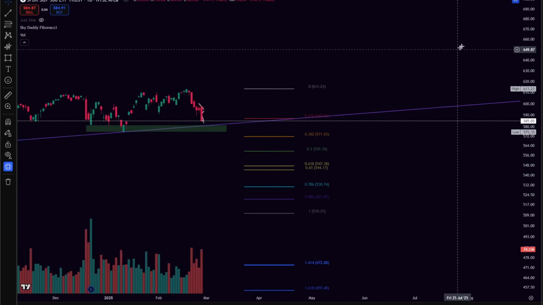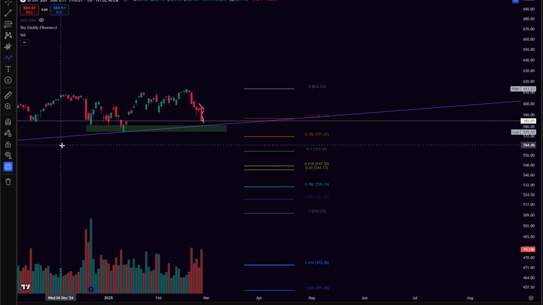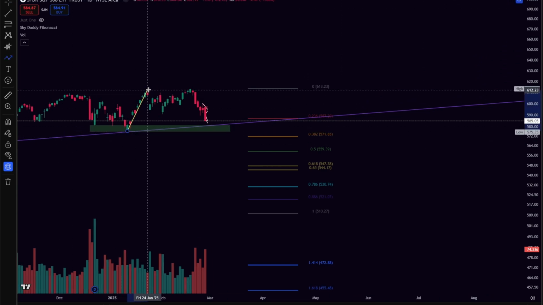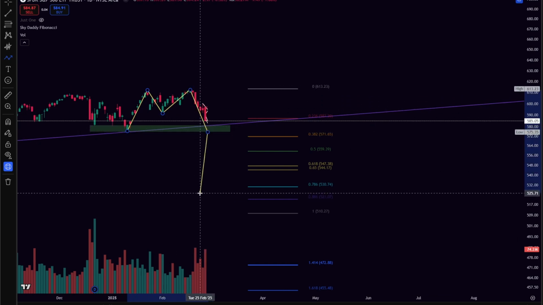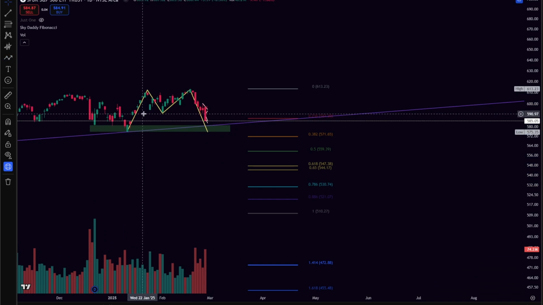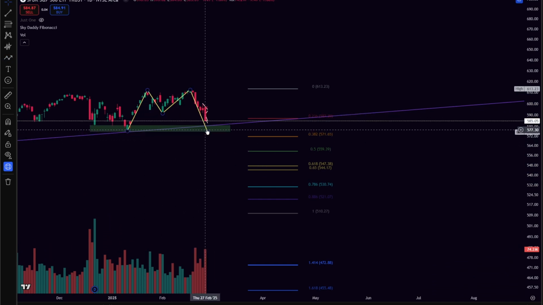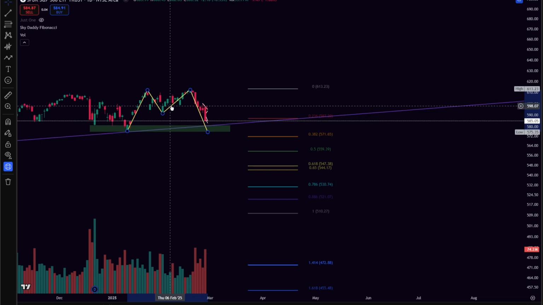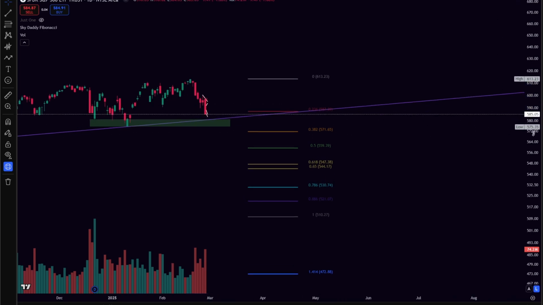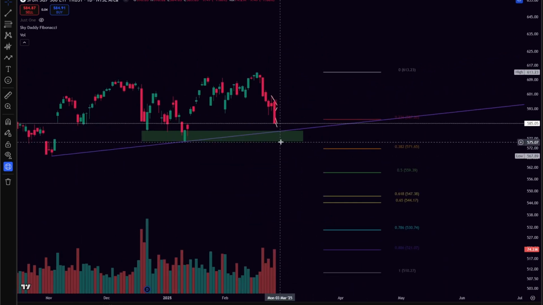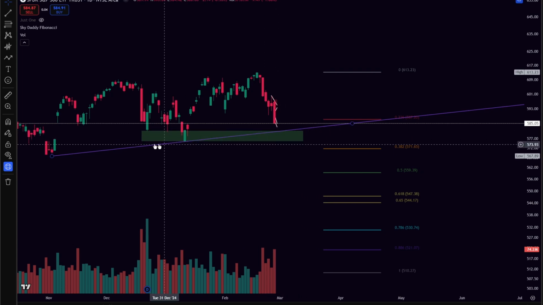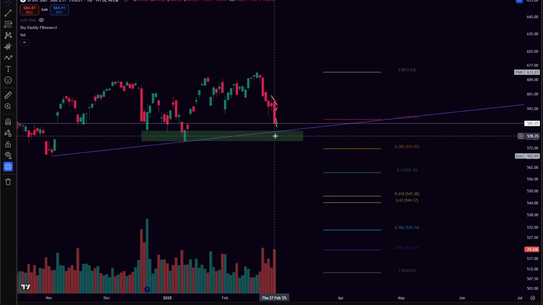I mean, you did have this M pattern play out, right? 2, 3. We're playing this out now. Broke that neckline right here. I would just assume that if we break under this trend line, we end up heading down to that 575 area. This trend line here, in this zone again.